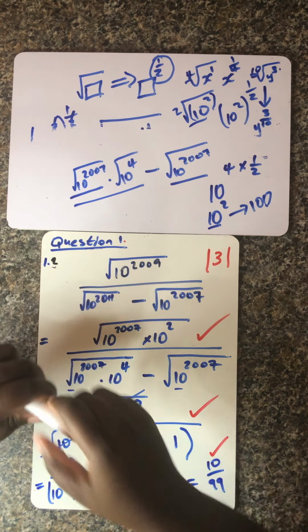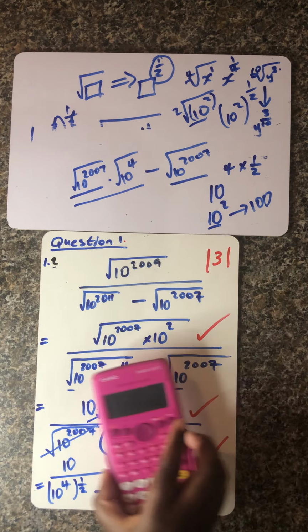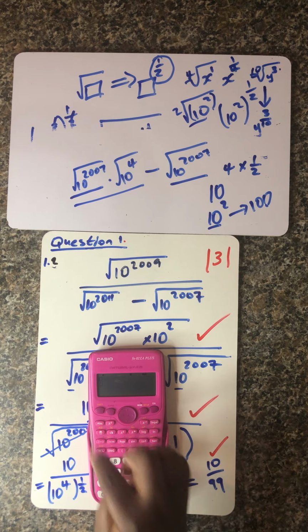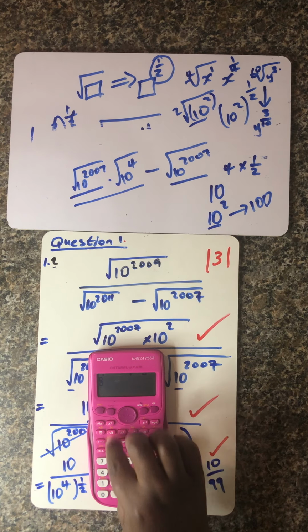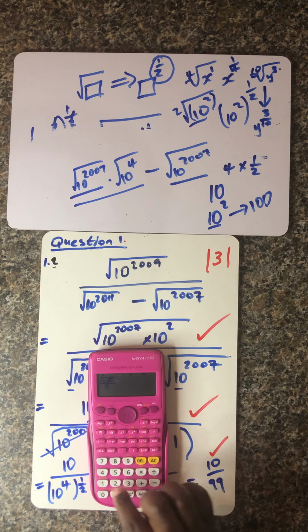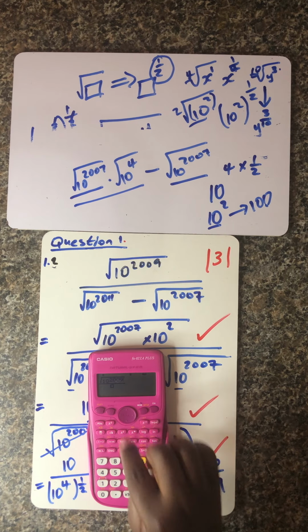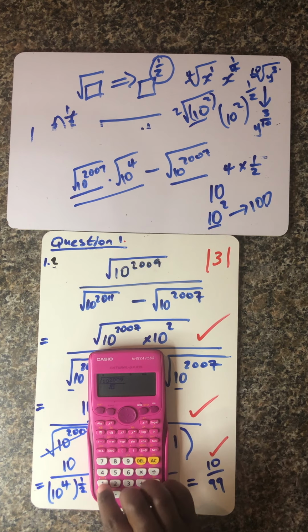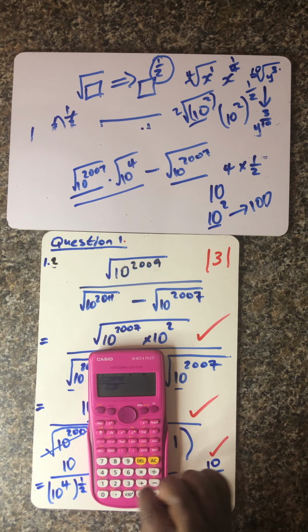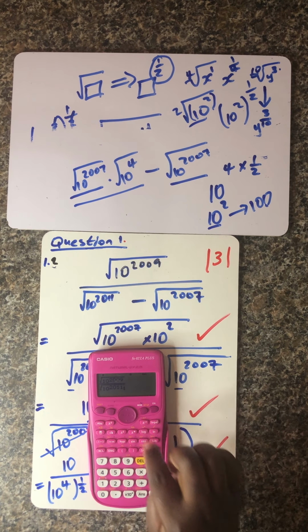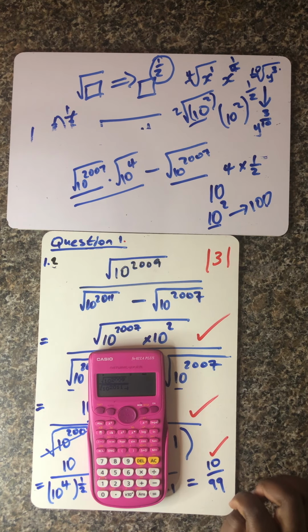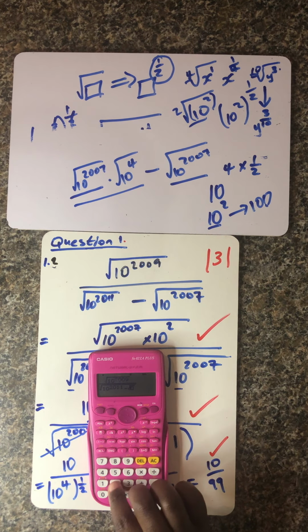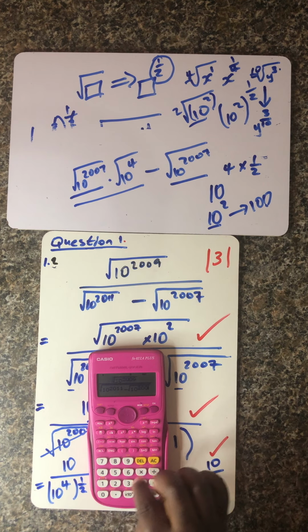I'm sure there's someone who already punched all of that on a calculator and they got an answer. Let's give it a try. This is how you do it. You say square root. I started with a fraction button. Then you say square root of 10 to the exponent 2009. At the bottom, it's square root of 10 to the exponent 2011. Then you say minus on the side, not inside the square root. Then you say square root of, what is it? It's 10 to the exponent 2007.